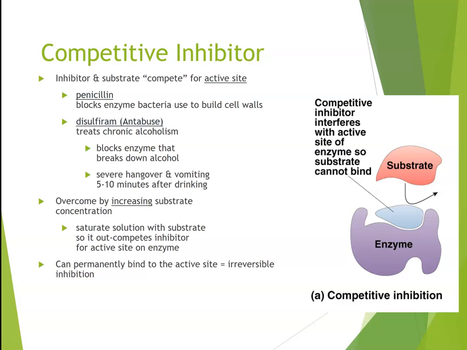Penicillin is an example. It actually blocks the enzyme that the bacteria use to build their cell walls so that they cannot build walls properly. So they can't replicate if they can't make their full surrounding. There's a couple examples there. Sometimes they can permanently bind to the active site, meaning that it is irreversible inhibition, and other times it's temporary.